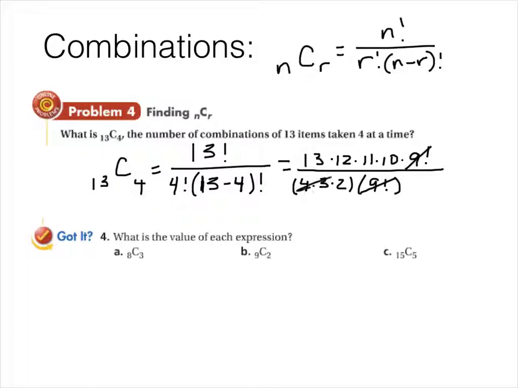Now, 4 times 3, that's 12. Then look for another place to cancel. 2 goes into 10, leaves a 5. So it's just 13 times 11 times 5, which comes out to be 715. So if there are 13 different pizza toppings at a pizza restaurant and I want 4 topping pizzas, there's 715 different possible pizzas. Not sure why I'd need to know that, but let's just run with it.